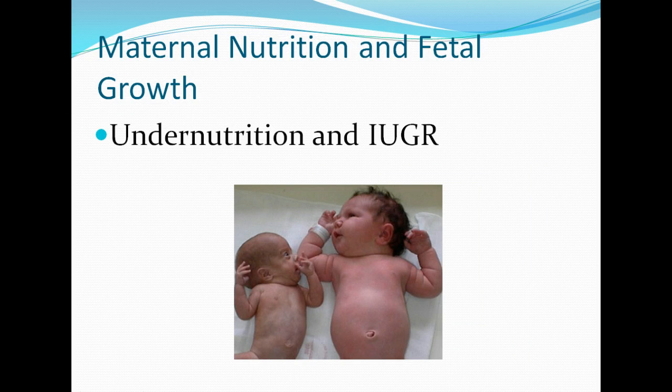So, undernutrition. This is a picture showing an IUGR baby next to a normal baby. So maternal undernutrition during gestation reduces placental and fetal growth in humans. Undernutrition in pregnant women may result from low intake of dietary nutrients owing to either a limited supply of food or severe nausea and vomiting known as hyperemesis gravidarum.